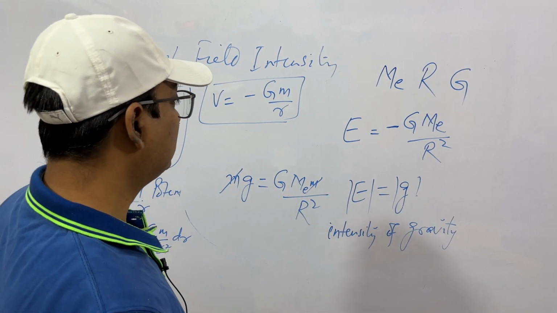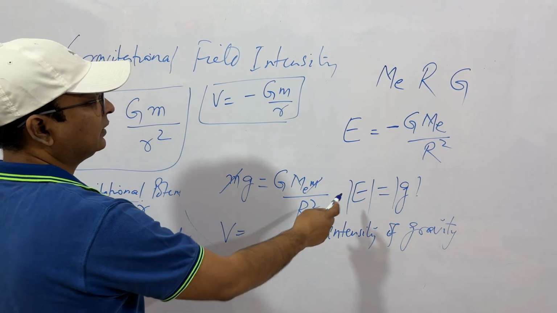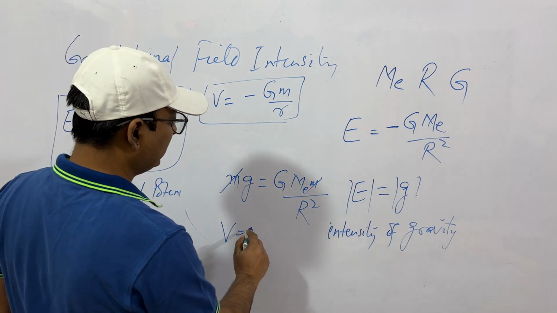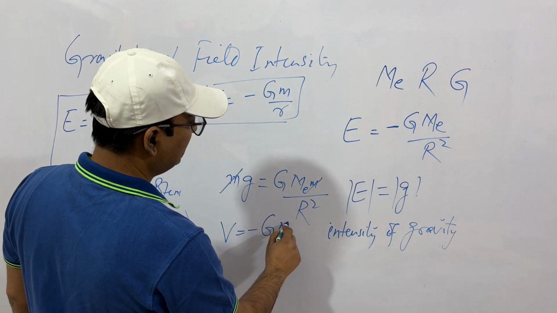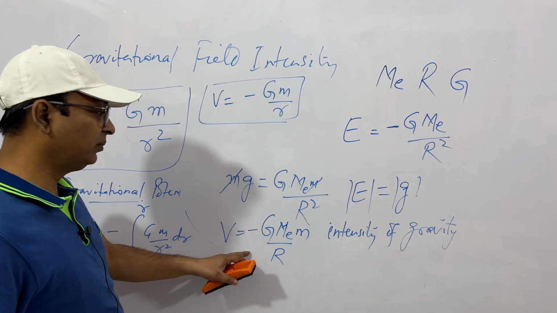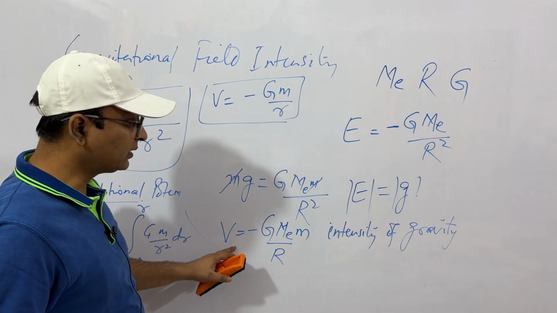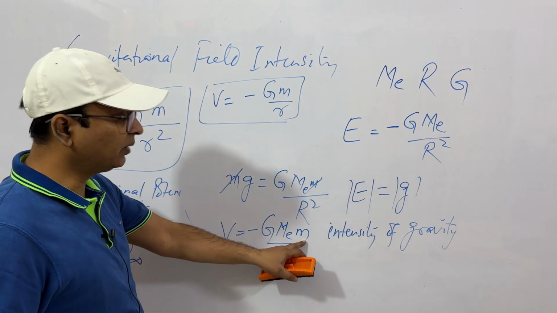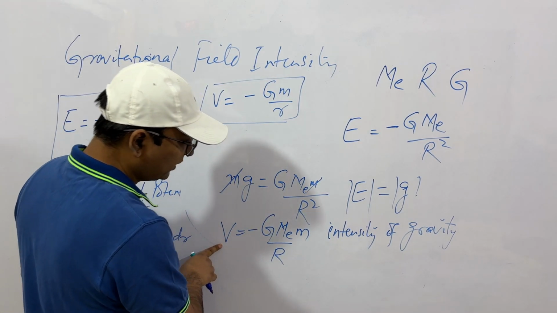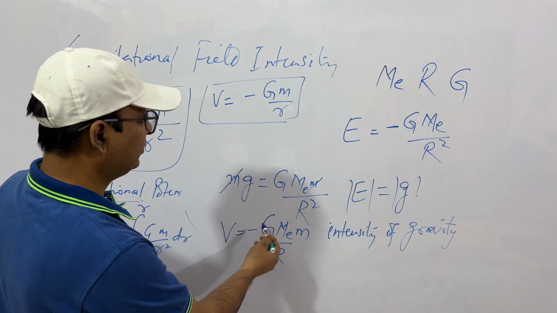Now second, let's see our potential. What will be the potential of this body of mass m at Earth's surface? We have seen potential is this. So at Earth's surface, this will be G Me by r. This will be for unit mass, and into m will be the potential. This is the gravitational potential possessed by a body of mass m at Earth's surface. Again I'm saying, gravitational potential possessed by a body at the Earth's surface.